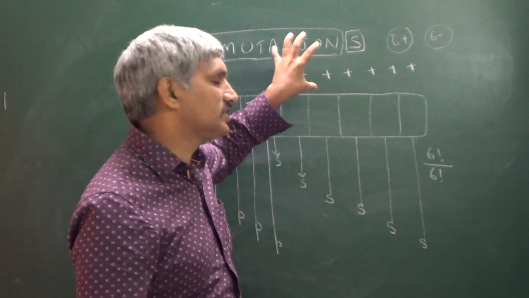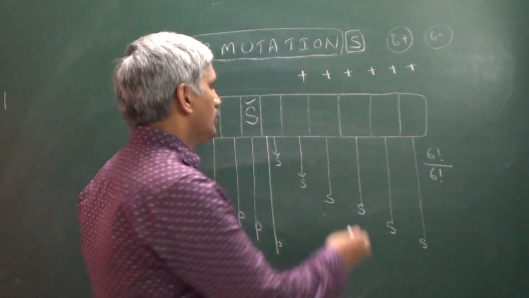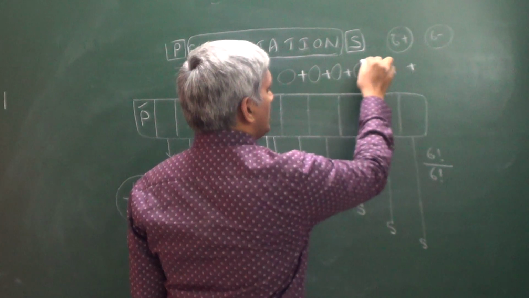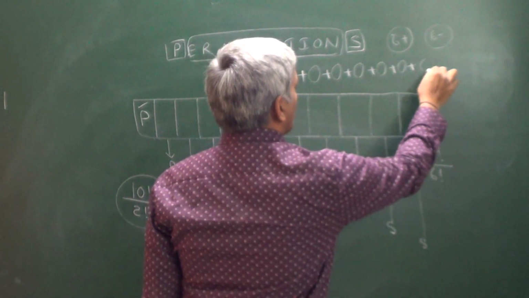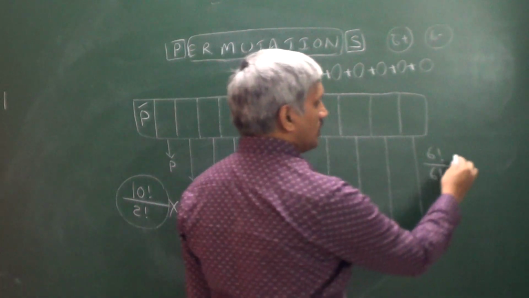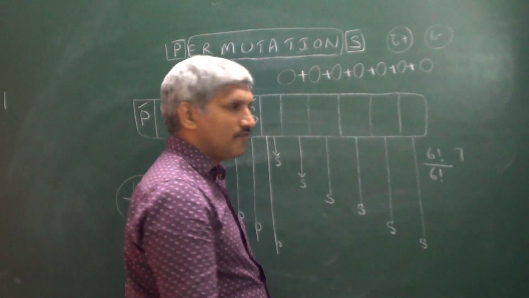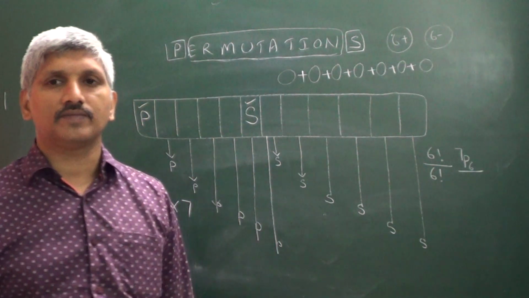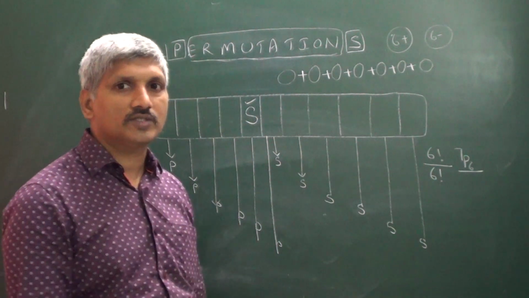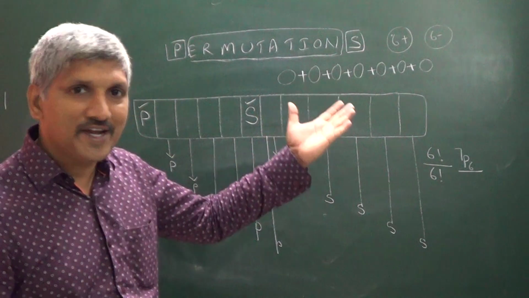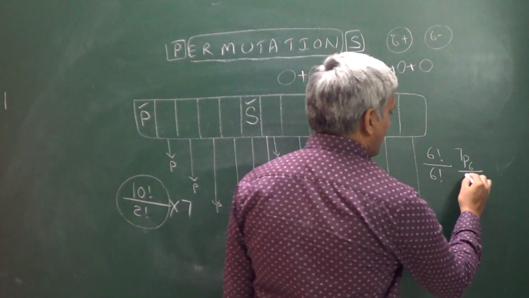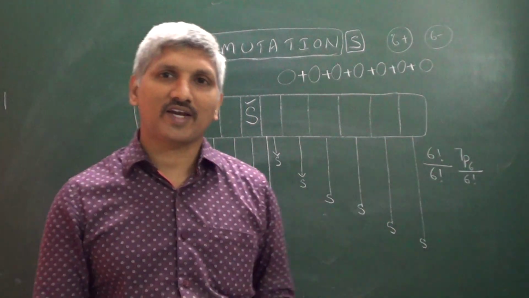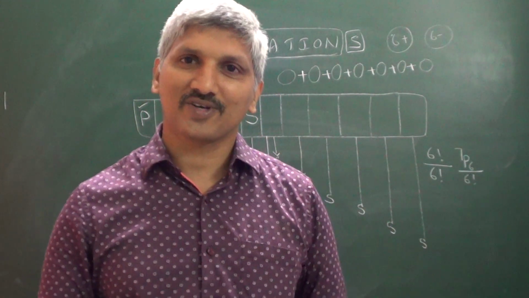See, the 6 plus symbols we arranged. Now these are the gaps. In these gaps we have to fill the minus symbols. How many gaps are there? 7 gaps. We fill the 7 gaps with the 6 symbols in 7P6 ways. Now, are those all identical or not? That's why we divide by 6 factorial. So 7P6 by 6 factorial is the answer for that particular question. Okay, bye bye.